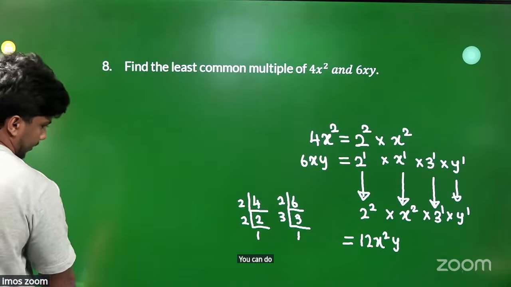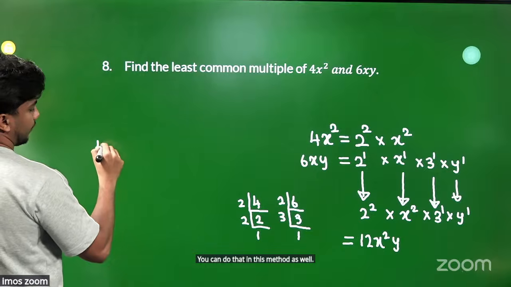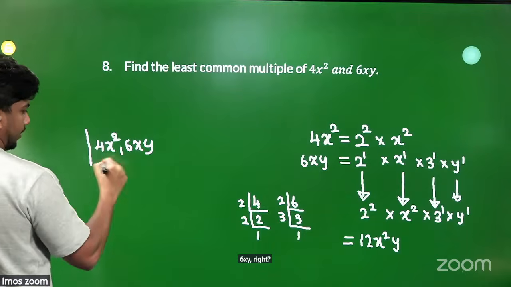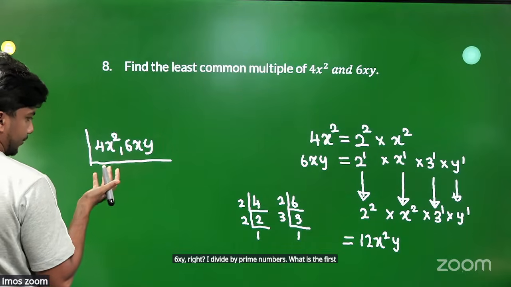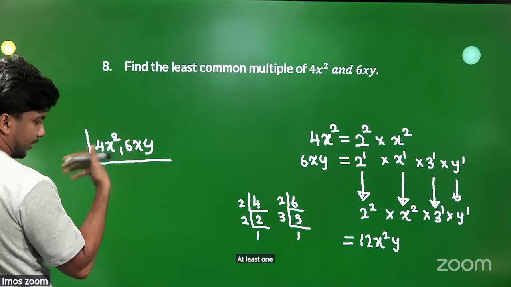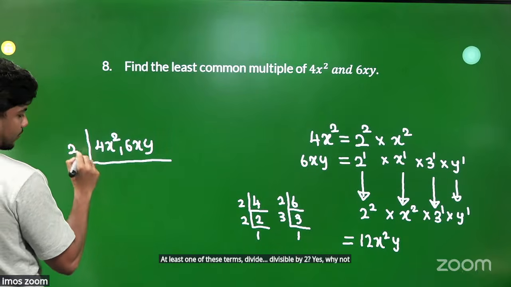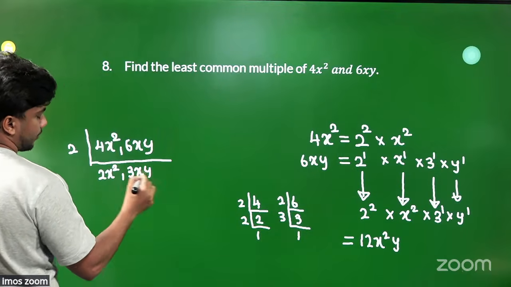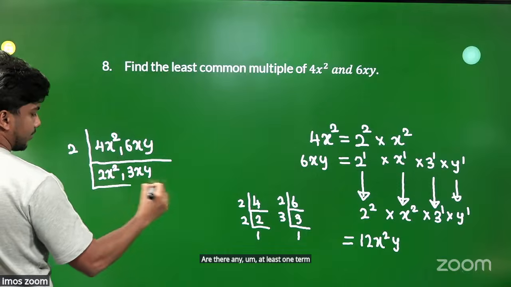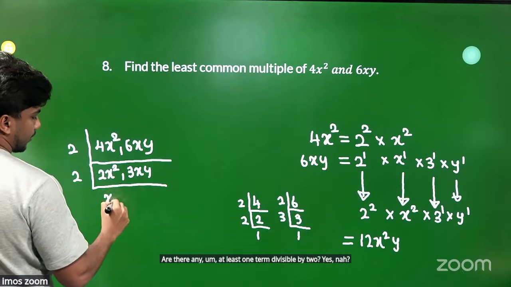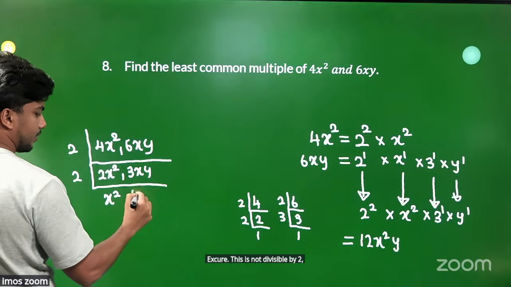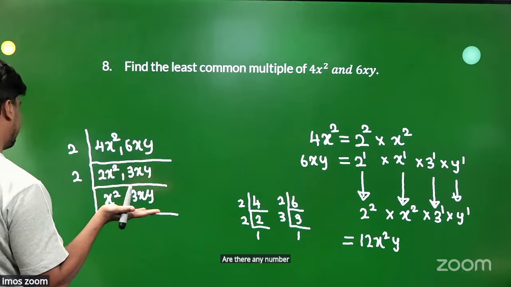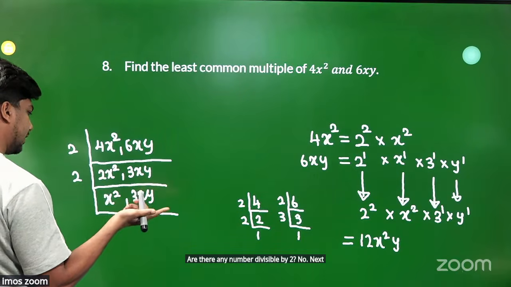You can do it by this method as well. Take 4x squared and 6xy. I divide by prime numbers. What is the first prime number? 2. Is at least one of these terms divisible by 2? Yes, why not? The x squared is not divisible by 2, so just write that term as it is. Are there any terms divisible by 2 now? No. Next prime number, 3. Is any term divisible by 3? Yes.